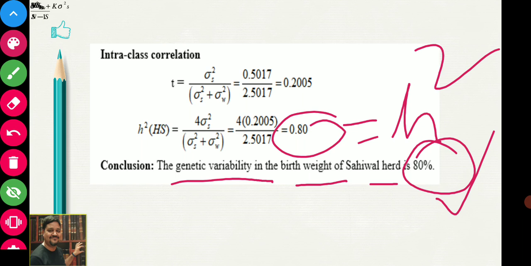So this is how we calculate heritability by the paternal half sib correlation method. As we have already seen, there are many methods of estimation of heritability, but this paternal half sib correlation method is mentioned in our syllabus and it is mostly used in India.